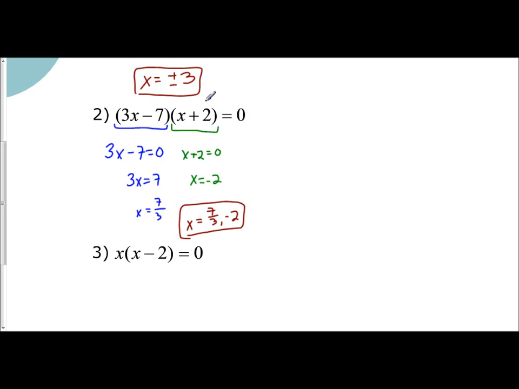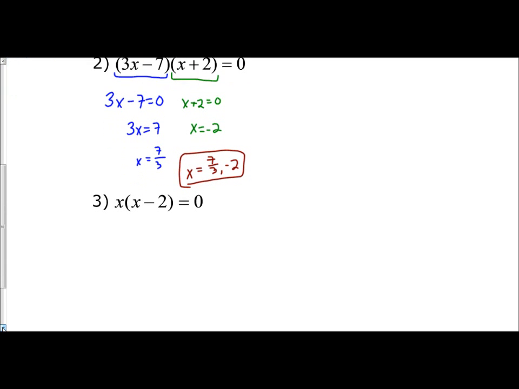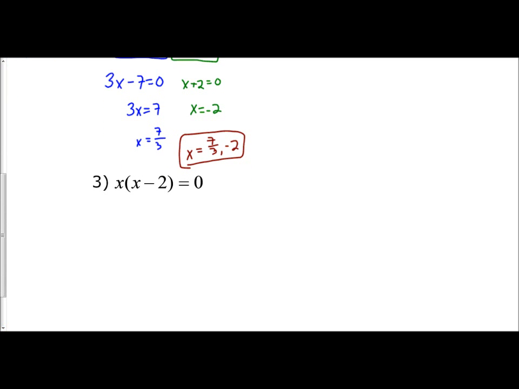So some people always teach, set the parentheses equal to 0 and solve. And I've said that in this video, but I've also rephrased it as set the factor equal to 0 and solve. And the reason why is because of examples like number 3. If you're taught just set the parentheses equal to 0 and solve, then many people would just grab this x minus 2. They would set it equal to 0, add 2 to both sides, and they get x equals 2, and they think they're done.